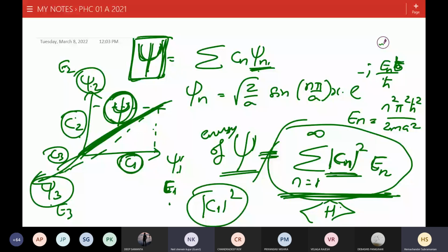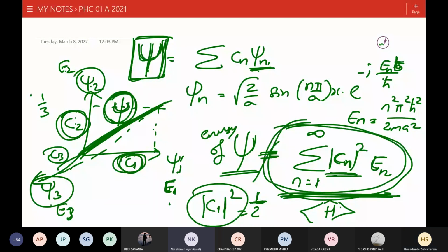If you create thousands of such experiments, as an ensemble, and if C1 squared is 1 over 2, half the time you will get E1. If C2 squared is 1 over 3, one third of the time you will see E2. One fourth of the time you will get E3, and so on. You will not get this energy.